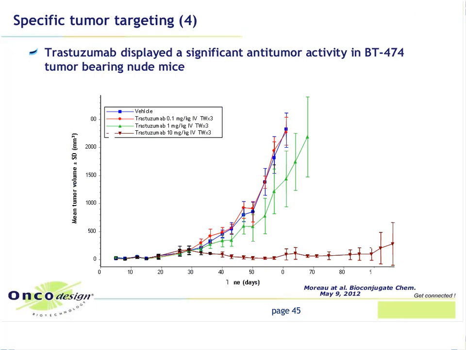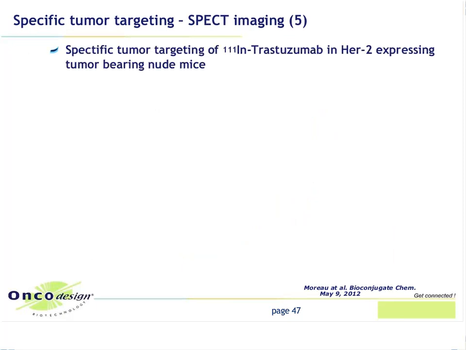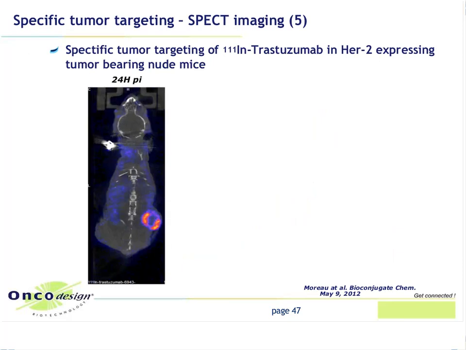We knew before that trastuzumab displayed a significant anti-tumor activity in one HER2 expressing tumor model in mice, and we have chosen a non-saturating dose of the radiolabeled antibody at 1 mg/kg to do the imaging using indium-111 trastuzumab antibody. And then we checked the specific tumor targeting using this radiolabeled antibody in this model, using a SPECT CT machine, 24 hours post-injection.